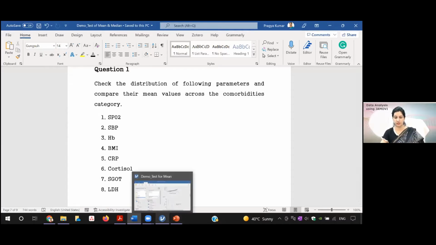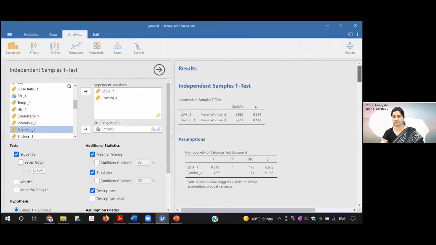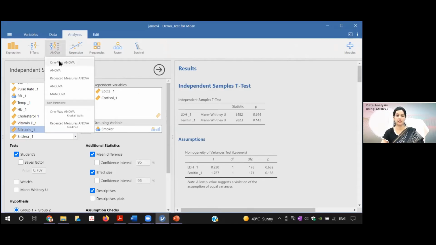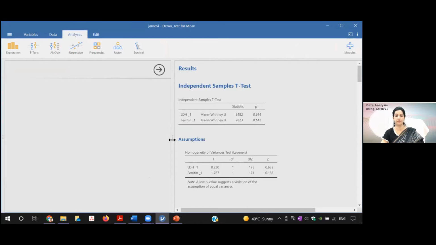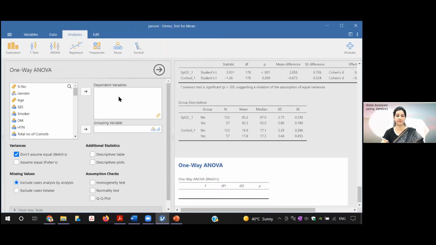So I'll go to this data sheet. And then maybe I'll go to ANOVA and click on this one-way ANOVA. There are many other options, but we are clicking only one-way ANOVA. If you click this, there will be a dependent variable and there will be an option of grouping variable. So in the dependent variable, what we have to move, there are many. First the grouping variable. So in the grouping variable, I have to take this one, total number of comorbidity, transform to, I think this is the data.